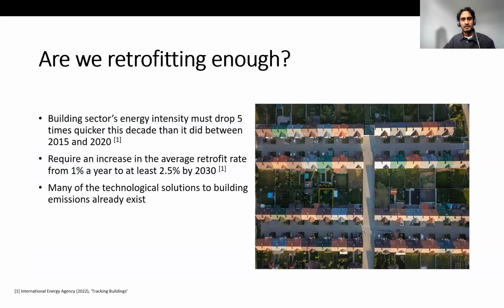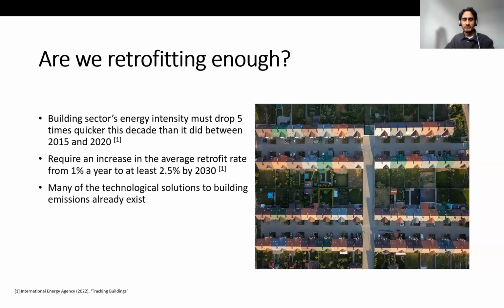Are we retrofitting enough? And the short answer is no. So the International Energy Agency estimates that the building sector is not on target currently to achieve net zero by 2050. And in order to do so, the sector's energy intensity must drop 5 times quicker this decade than it did between 2015 and 2020.